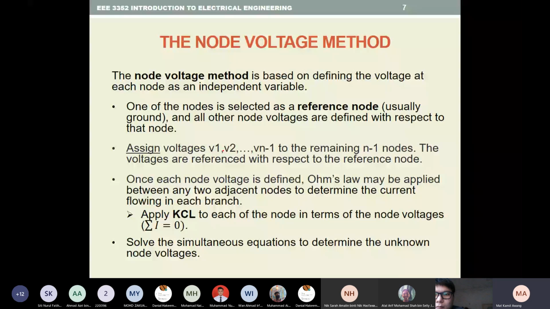So if you have 4 nodes, A, B, C, D, and D is being the ground, so therefore you have A, B, C as variables. So 3 variables, you have 3 equations. So you have to solve these 3 equations simultaneously to get the answer for VA, VB, VC.